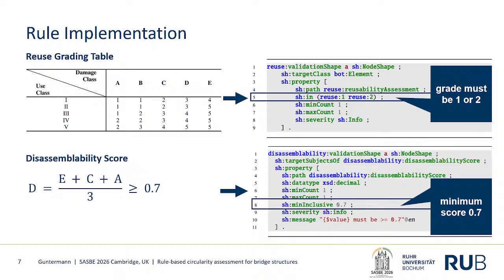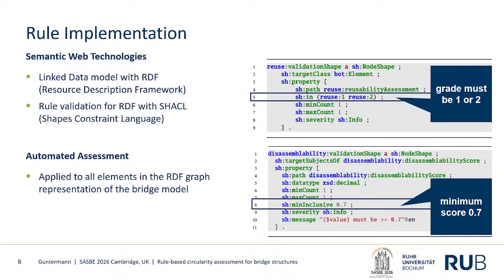And that implementation you can see on the right is based on semantic web technologies. So as I said, we used linked data and the RDF graph representation of our model to perform those SHACL shapes, to query or to search in the model for reusable components, to get an automated assessment. So we search in the whole graph for reusable components.